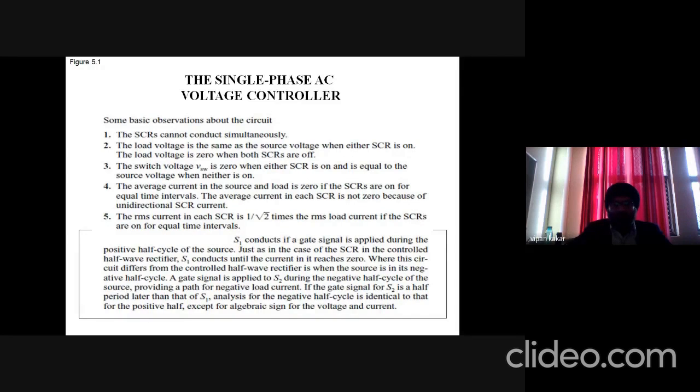Observation 2, the load voltage is the same as the source voltage when either of these switches is on. We have seen that in the previous case. When either of the SCRs is on, the load voltage equals the source voltage, and the load voltage is 0 when both the SCRs are off. We have seen that in previous waveforms. The switch voltage VSW is 0 when either SCR is on and is equal to the source voltage when neither is on.